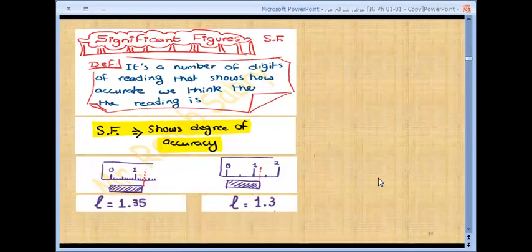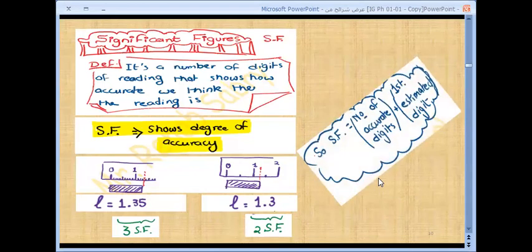Here the reading is 1.35. Here the reading is 1.3. Here 3 significant figures, and here 2 significant figures. So the exact number plus only one estimated number, not 2. When you said 1.25, you put 2 estimated numbers. No, only one estimated number. This is the significant figure. Is it clear? Okay.